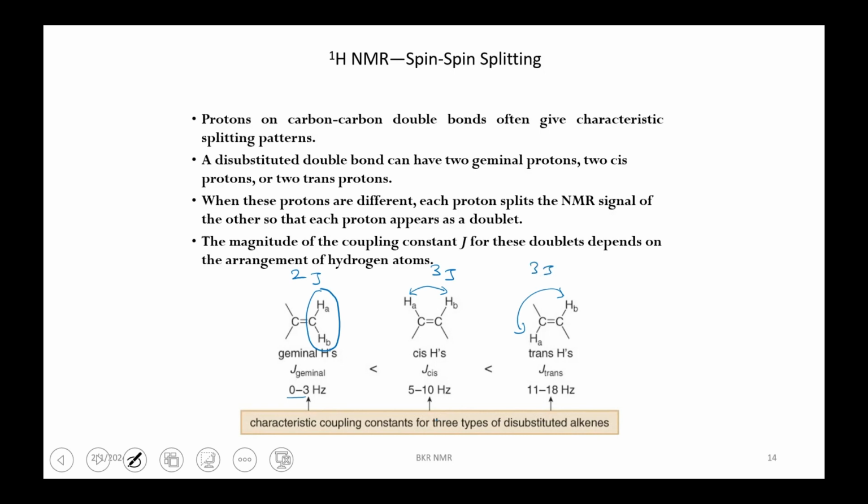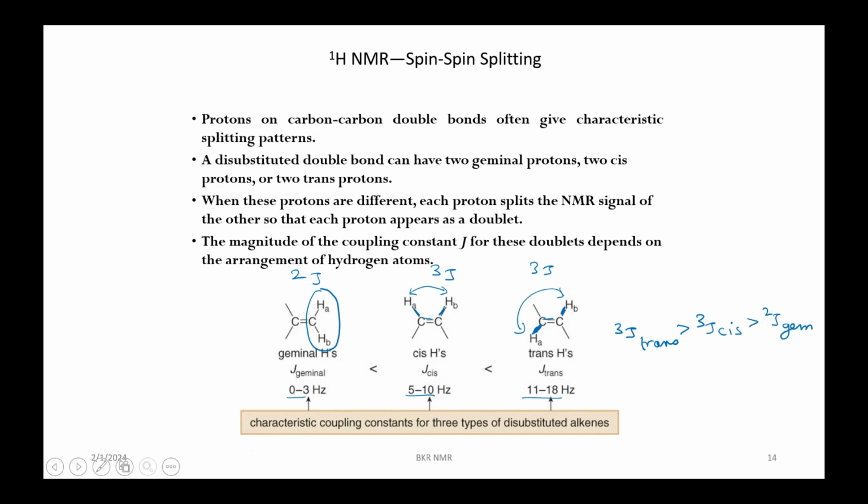So you can see one bond, two bond, three bond. This is also one bond, two bond, three bond. They both are vicinal coupling, but this has a value of 5 to 10 hertz and this has a value of 11 to 18 hertz. So the trans coupling constant is having higher value compared to the cis coupling. So in the 3J, the trans has greater value than the 3J cis, which is greater than the 2J geminal.